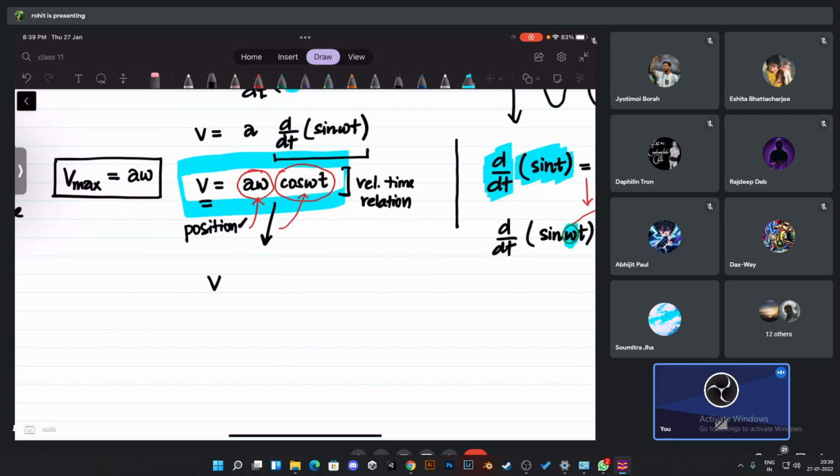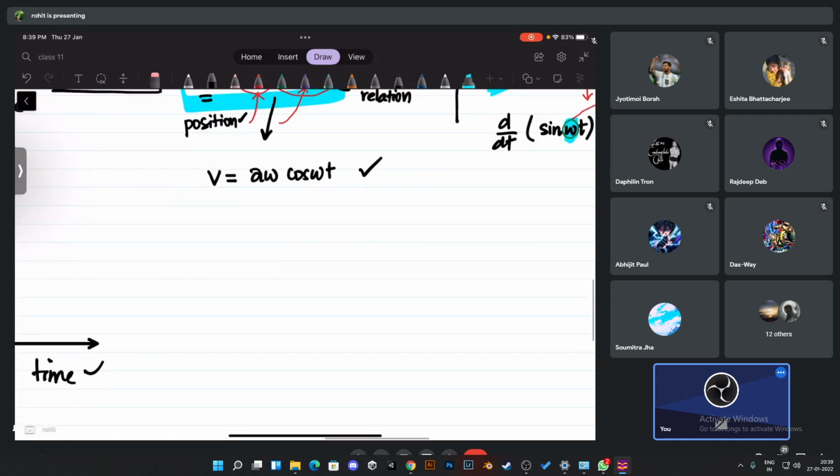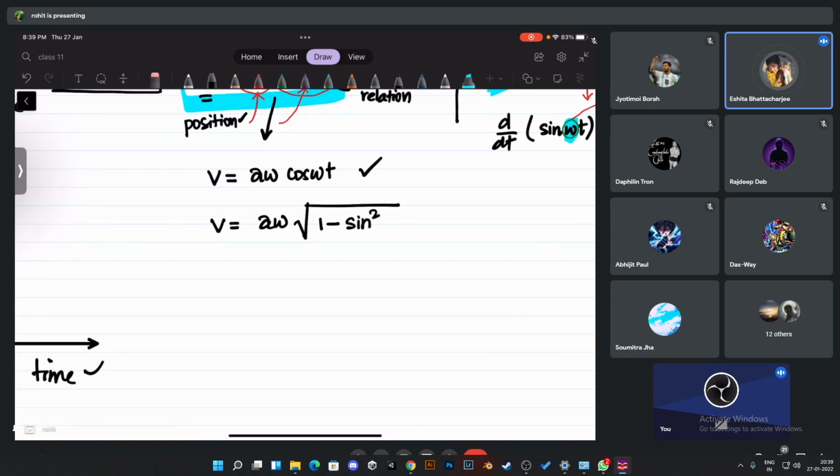Check. V equals a omega cos omega t. Everybody's clear? Same thing, no change, but I just want to change it this way. I can write a omega instead of cos omega t. What can I write, guys? 1 minus sine square omega t, under a square root.